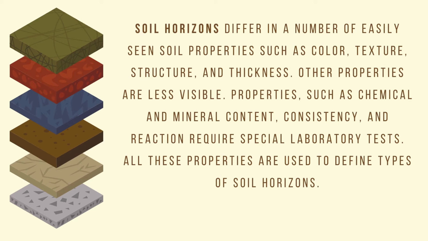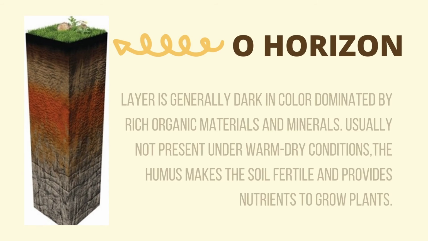Soil horizons differ in a number of easily seen soil properties such as color, texture, structure, and thickness. Other properties are less visible. Properties such as chemical and mineral content, consistency, and reaction require special laboratory tests. All these properties are used to define types of the horizons.